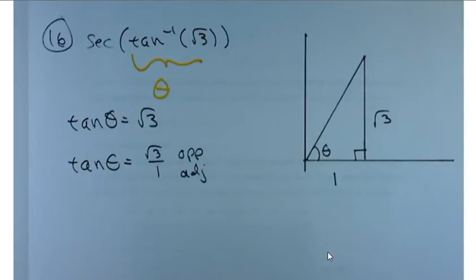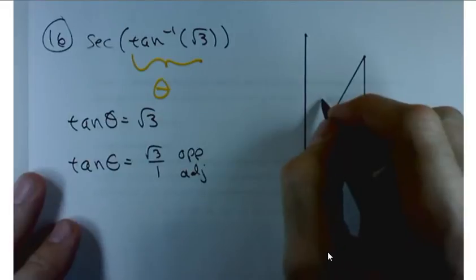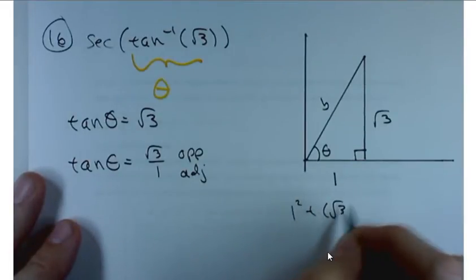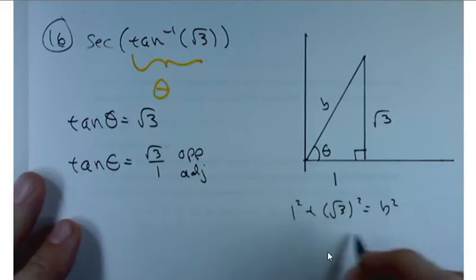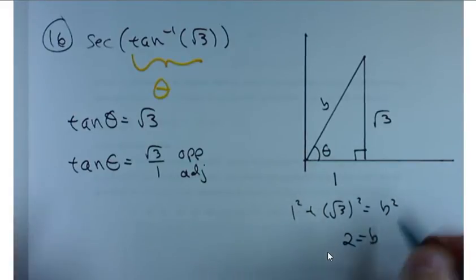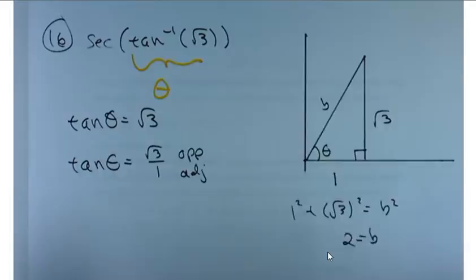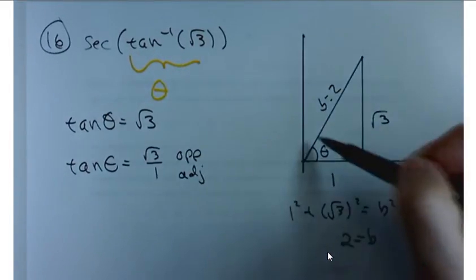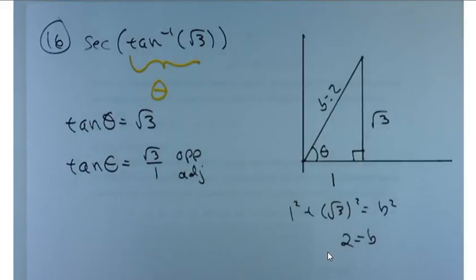Cool. Dan, what am I going to do to figure out the hypotenuse? I don't have the hypotenuse yet. Yeah, Pythagorean theorem. So call it B or C or whatever favorite letter you want. 1 squared plus root 3 squared equals B squared. And you're going to find that B equals 2. All right, good. B equals 2. So we've got theta. We've got this triangle all labeled.